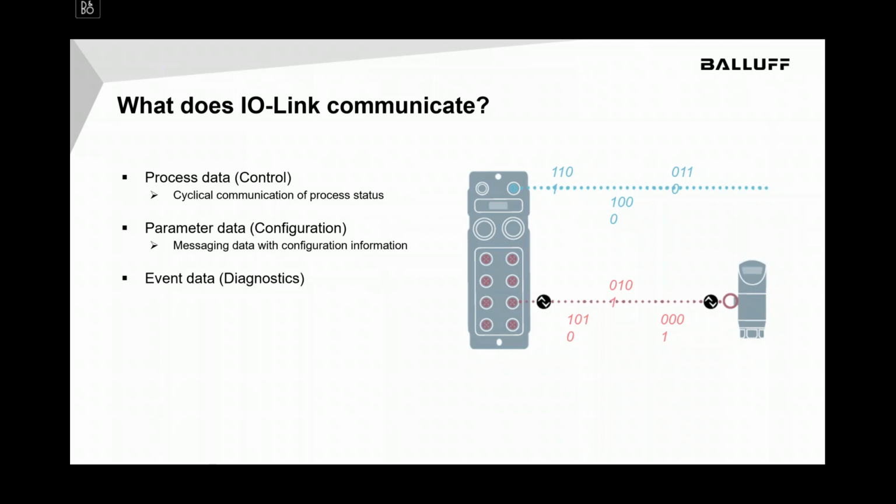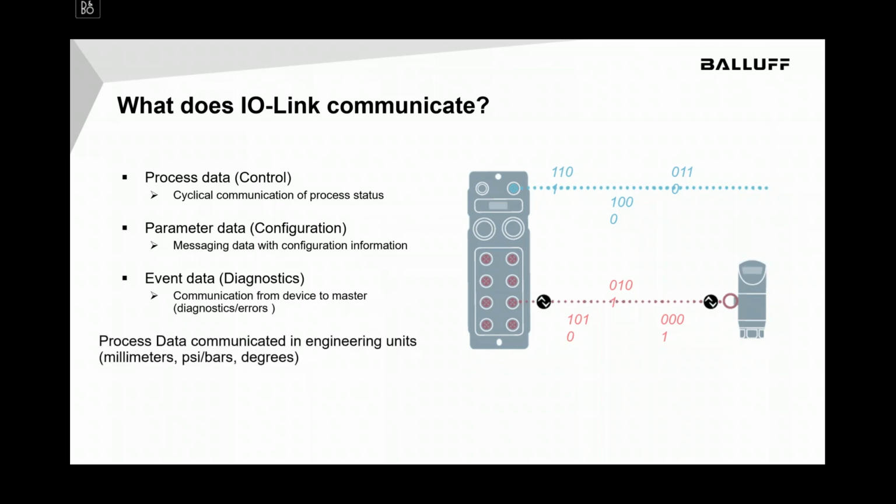And then the third is event data. So I can also configure some ambient values for that sensor. Say, hey, if you notice higher vibrations than usual, send me an alert. Or if the ambient temperature goes above a certain limit, send me an alert. If there is a short circuit detected, send me an alert. So that is all that event data or diagnostic coming from the sensor. So the device initiates this communication to inform about the error.